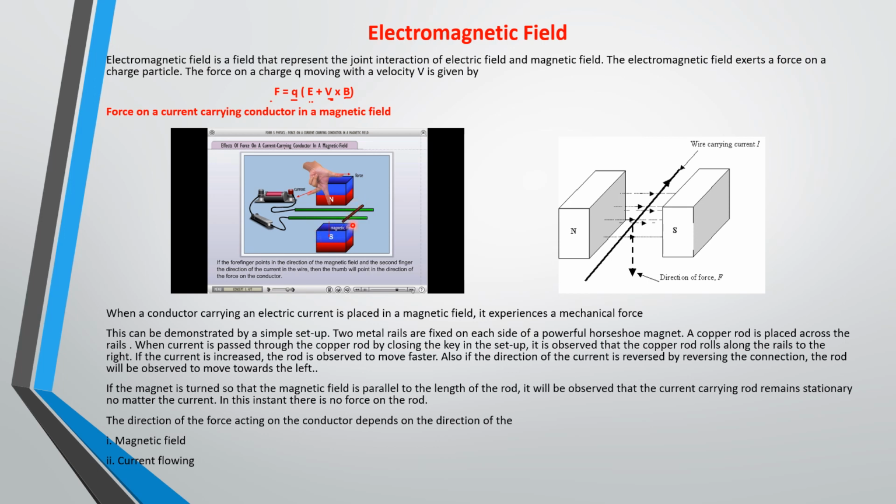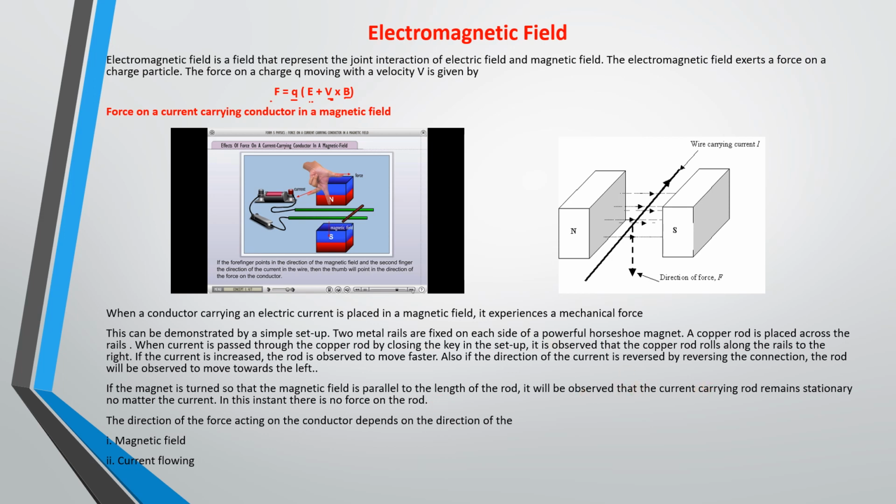Now, if the magnets are turned so that the magnetic field is parallel to the length of the rod, it will be observed that the current carrying rod remains stationary. What that tells you is that the angle between the magnetic field and the rod is 0, because they are parallel to each other. So the angle between them is 0.